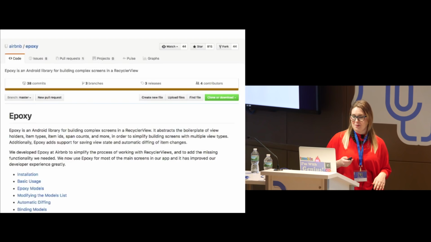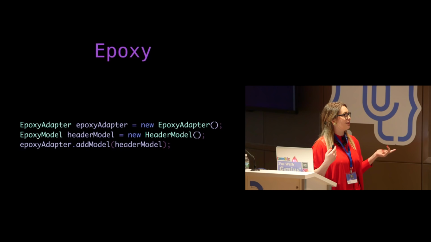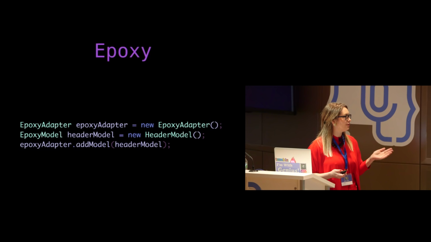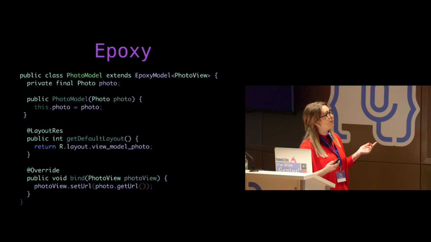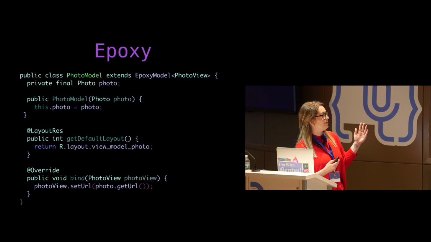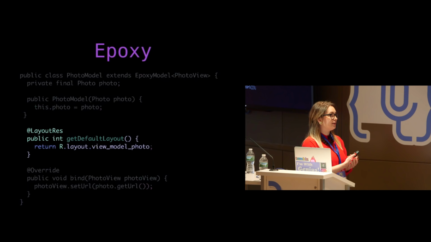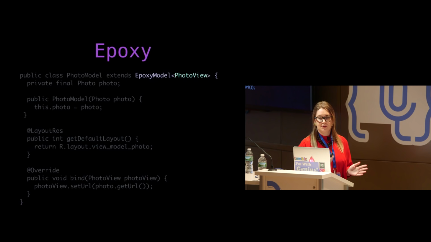So to use Epoxy, you'll make an Epoxy adapter, and then their equivalent of item is an Epoxy model. So you'll extend that and make a new, say, header model or song model, and you add those models to your adapter. And then a model for an individual view is going to look something like this, and you can see how similar this is to what we came up with internally. It's knowing how to bind itself. It knows what layout should be inflated, which is also its view type, A+. And the only downside is that you still need either a custom view or a custom view holder for each item. So there's still a bit of boilerplate.